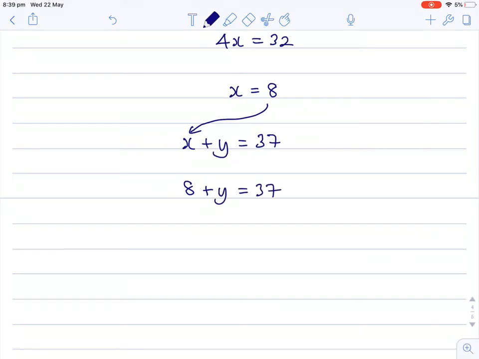I then need to subtract 8 from both sides, which leaves me that y is equal to 29. So my two numbers are 8 and 29.